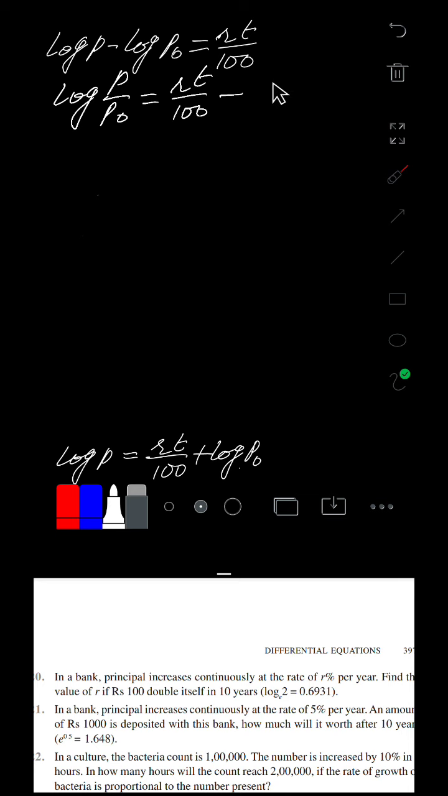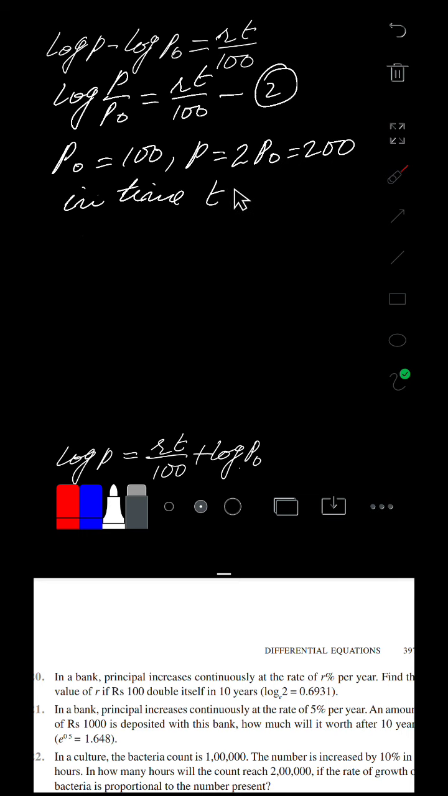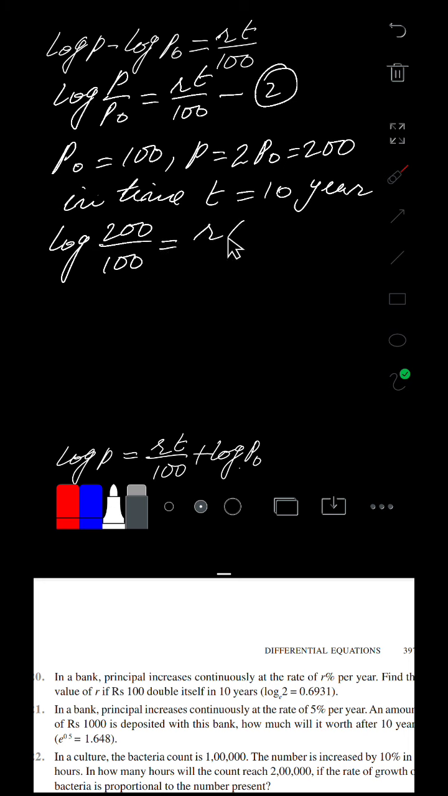Let it be equation number 2. Now it is given that rupees 100 doubles itself in 10 years. So P naught is equal to 100 and P becomes twice of P naught, that is 200, in time T is equal to 10 years. Substituting P naught as 100, P as 200 and T as 10 in equation number 2, we get log 200 upon 100 is equal to R into 10 upon 100.